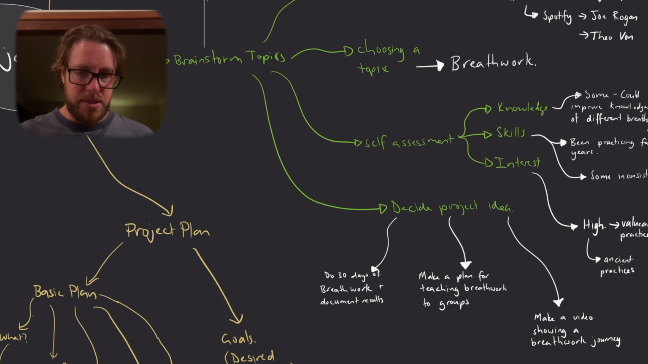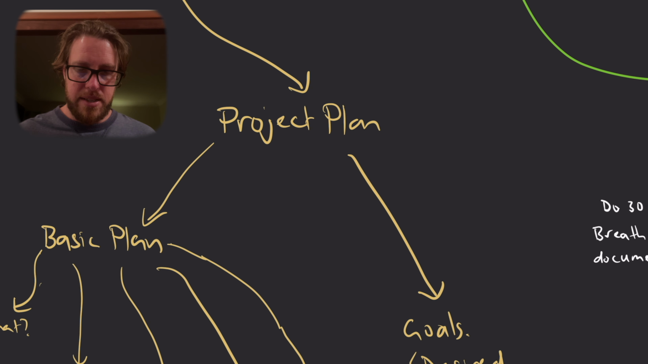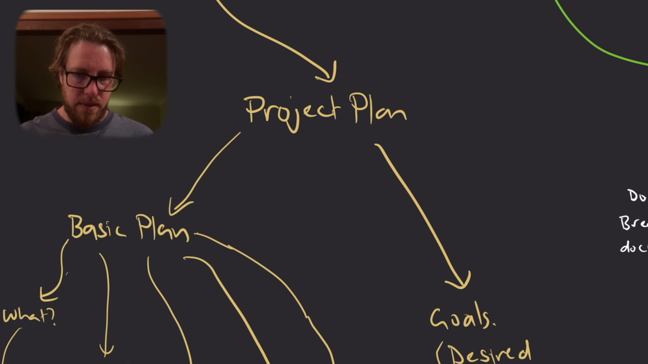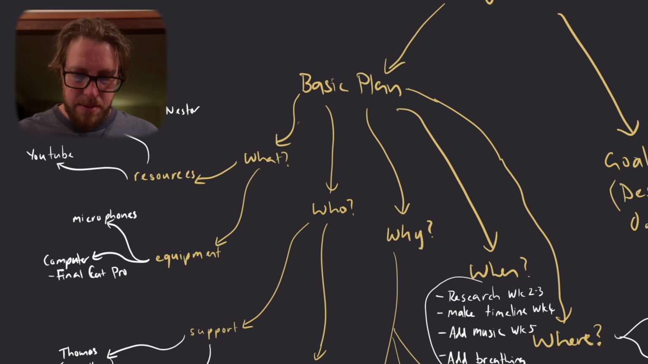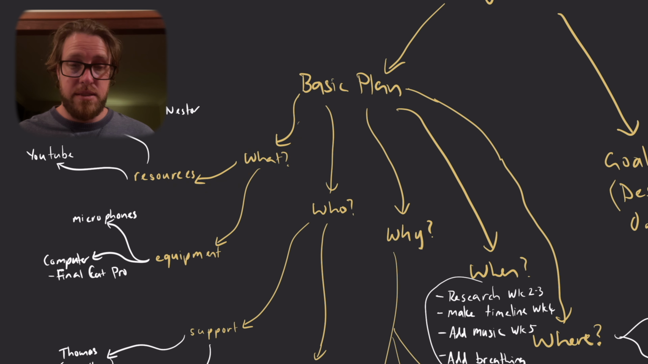Right, once we know what we're doing as a topic, we're going to look at the next step. So this is where we're going to start to make a project plan. Now, in the basic plan of a project, we need to think about what we're going to need. So we need to think about what resources we're going to need. So that's like informational things that we're going to need.